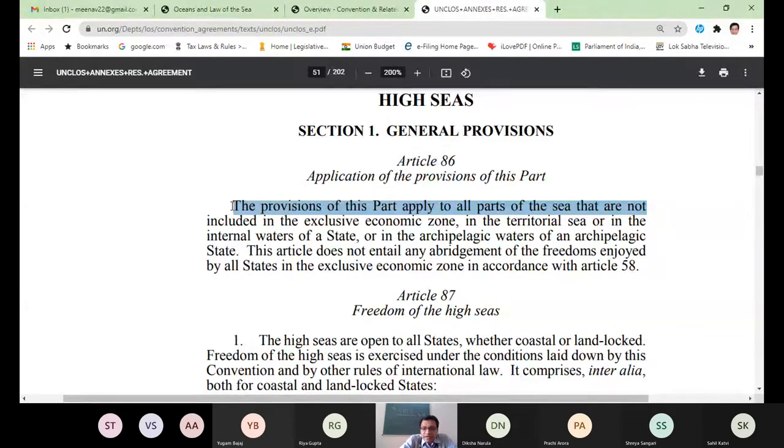And if you start reading after this highlighted text, that are not included in the exclusive economic zone, in the territorial sea, or in the internal waters of a state. Can you tell me what they mean by state? Can anyone tell me what is the meaning of this state? I am reading the United Nations Convention on the Law of the Sea. Can you tell me what you mean by this state? Any answer? What do you mean by these states?